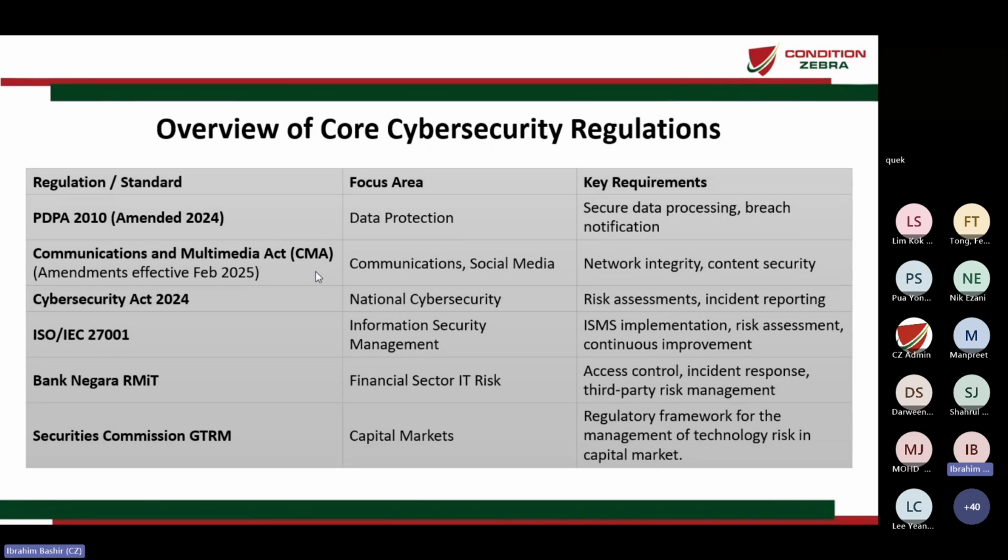Then, of course, the very prominent one that has been with us globally is ISO 27001, or ISMS, Information Security Management. This focuses on the implementation of information security within an organization, risk assessment and continuous improvement. This is also a very prominent one, especially within the Malaysian context. Bank Negara's RMiT is purely focused on banks and financial institutions, covering access control, incident response and third-party risk management. And as mentioned earlier, the GTRM by the Securities Commission focuses on the regulatory framework for management of technology within the capital market.